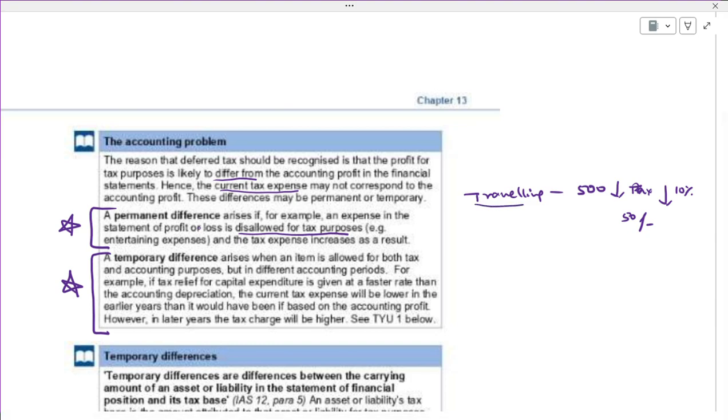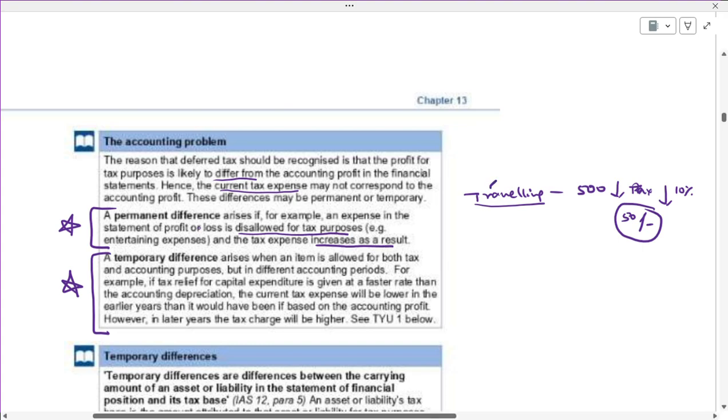Subsequently, they will not allow this as an exemption. They will say no, it is taxable. If that is the case, you have to pay 50. Again, the expense in the statement of profit is disallowed for tax purposes, meaning it is not exempted. It is taxable. Entertaining expenses, and the tax expense increases as a result.